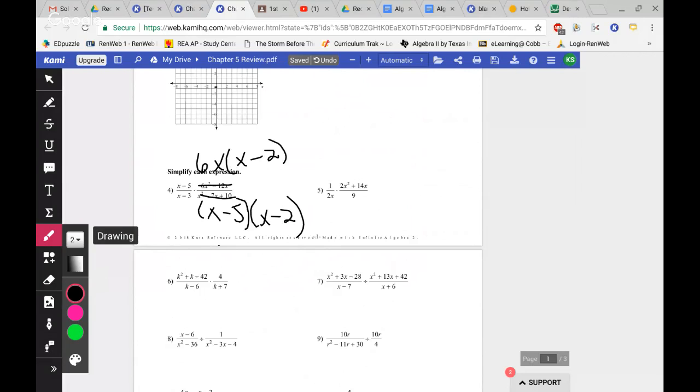x minus 5, x minus 2, because minus 5 times minus 2 is a positive 10, and a minus 5 and a minus 2 add up to be a negative 7. So now we're looking for things that cancel, and the x minus 5 cancels with this x minus 5, and this x minus 2 cancels with this x minus 2, and that leaves me with 6x over x minus 3. And that's your final answer for number 4.